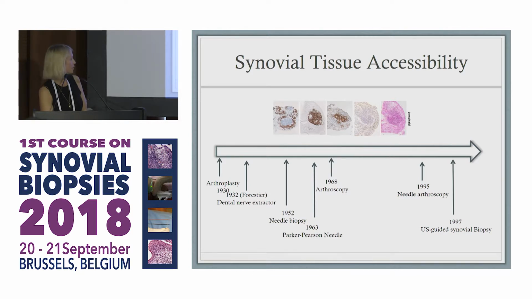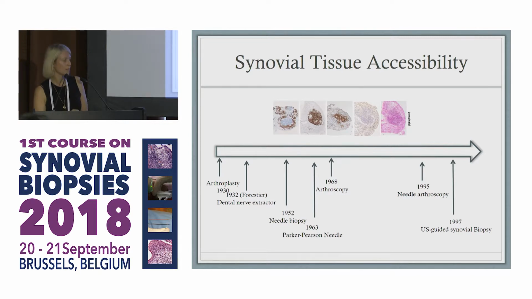As Doug's already mentioned, one of the great advances was the development of the Parker-Pearson needle, around the early 60s. This was a 14-gauge needle which could be passed under local anaesthetic into small and large joints of patients with active arthritis. All the reports of it gave really good success rates and relatively good tolerability from patients of sampling synovial tissue. This really paved the way for the early identification of what was going on within the synovial tissue in patients who were alive and had rheumatoid arthritis.